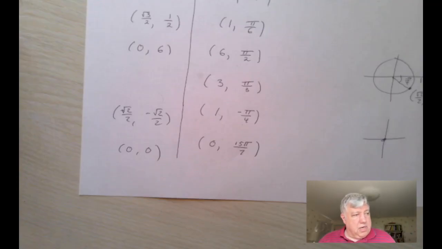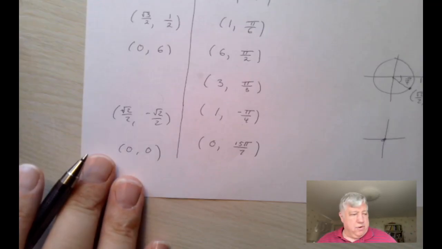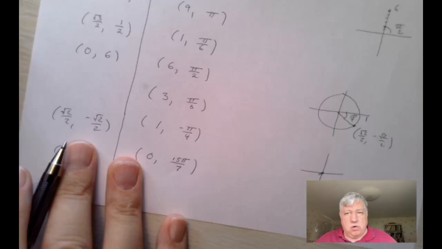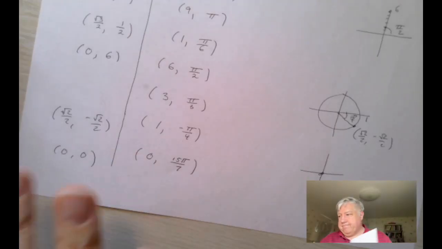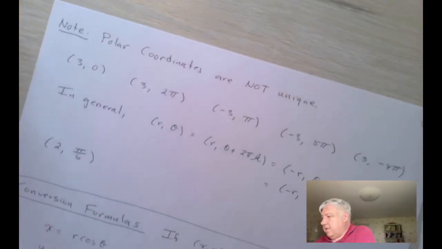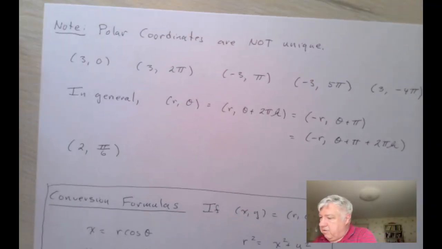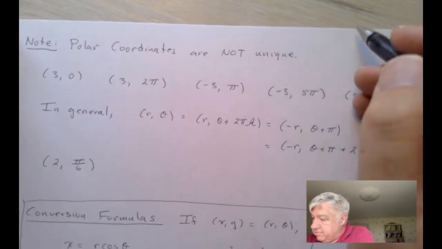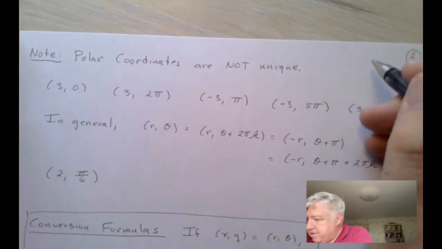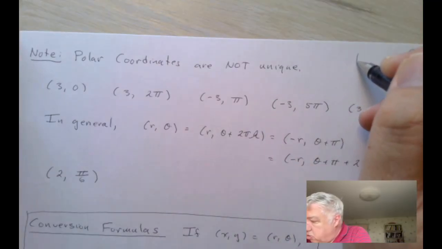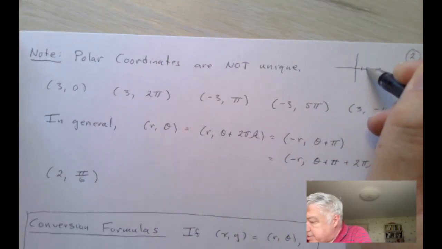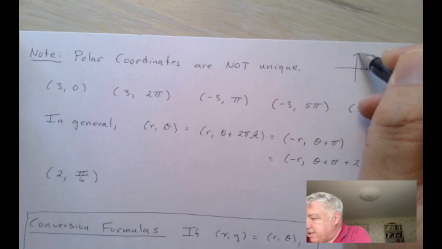All right. Now, as I said before, the polar coordinates are not unique. As you see in your notes, for example, 3, 0. If you take the point 3, 0 in polar coordinates, well, in this case 3, 0 is the same as it is in rectangular coordinates.